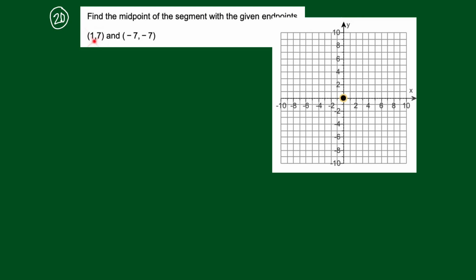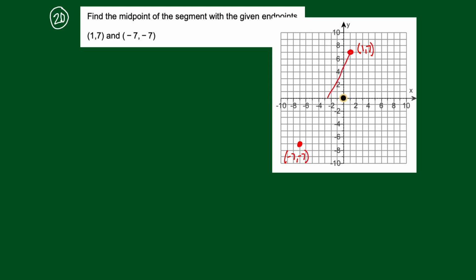So I'm going to plot this point. To the right 1, up 7. All right, I'll do it over here on my graph. To the right 1, up 7. That puts me right here. That's the point 1, 7. And then negative 7, negative 7. To the left 7, down 7, I think puts us right here. All right, so that's negative 7, negative 7.